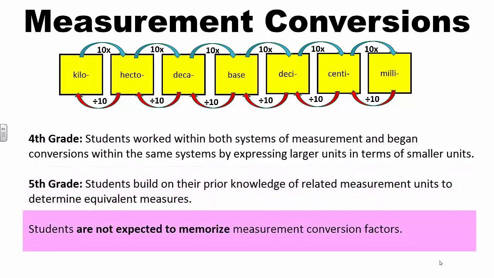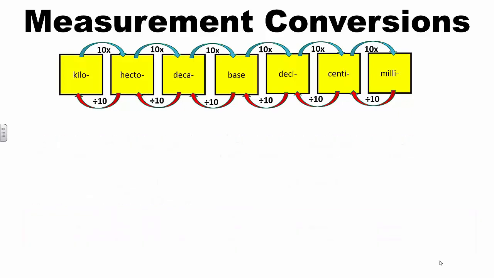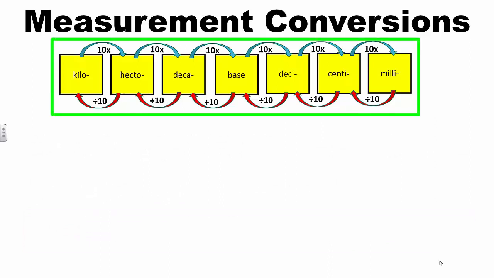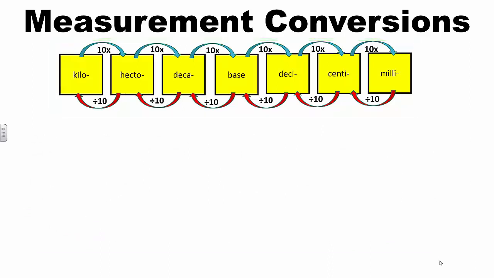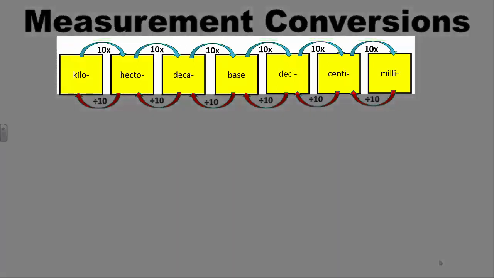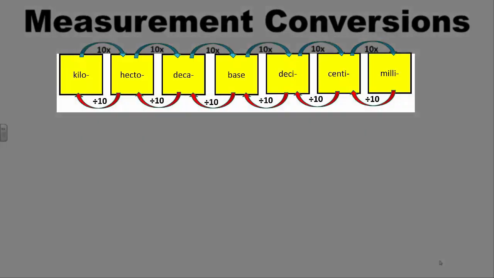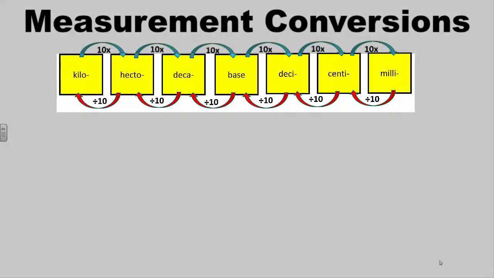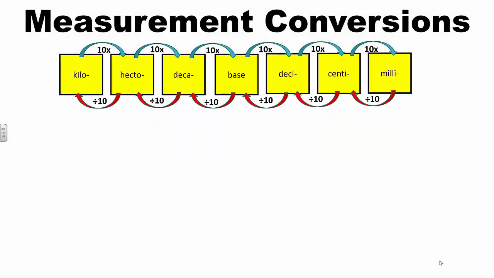Students are not expected to memorize conversion factors, such as there are 5,280 feet in a mile. Instead, students will use the conversion information to solve real-world problems. Students explore the metric system to understand that it is based on 10 and powers of 10. Students learn that to change from a larger unit to a smaller unit, multiply by the appropriate power of 10, and to change from a smaller unit to a larger unit, divide by the appropriate power of 10. Let's look at some examples.